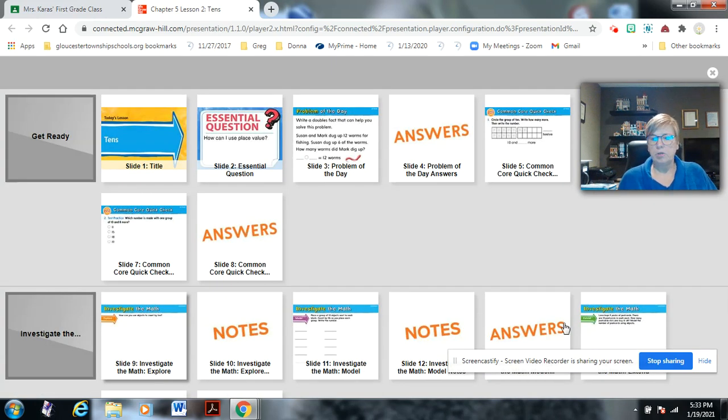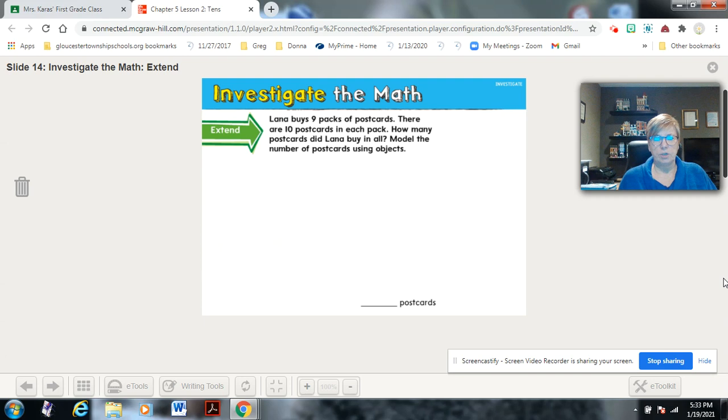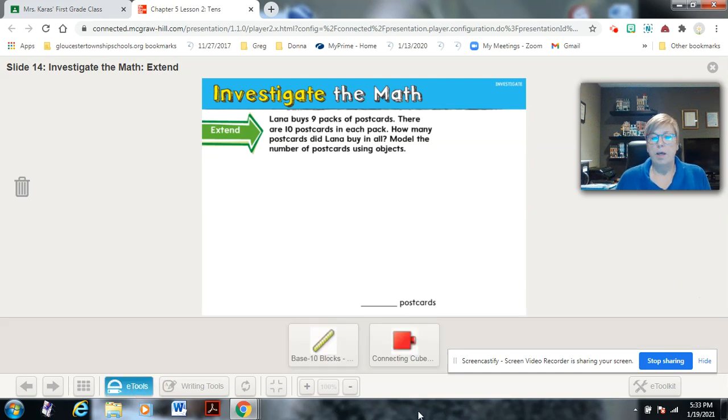Okay, let's look at this question. Lana buys 9 packs of postcards, okay? And there are 10 postcards in each pack. How many postcards did Lana buy, and model the number of postcards using objects? Well, 9 packs of postcards and 10 in each one. That would be an awful lot of postcards, okay?